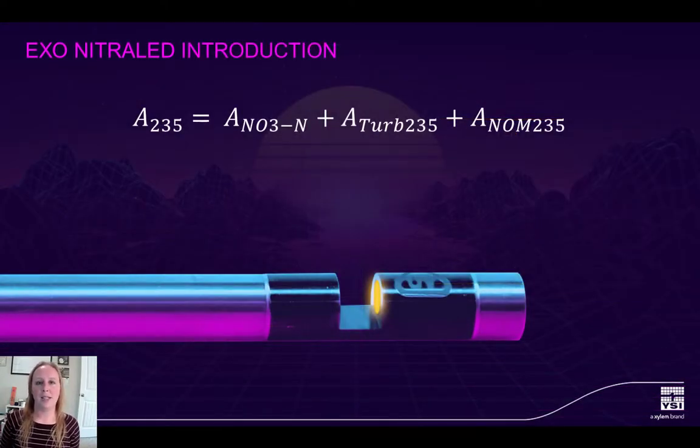The way that the NitraLED sensor determines a nitrate value is actually pretty simplistic. The total absorbance computed by the photodiode at the 235 nanometer wavelength is the sum of three things: the absorbance of nitrate, the absorbance of turbidity at 235 nanometers, and the absorbance of NOM at 235 nanometers. The equation shown here on the screen represents that. We know what the total absorbance at 235 nanometers is because that's what the sensor is actually measuring, but we don't know the effects of each of these components yet. So that's what we need to figure out.